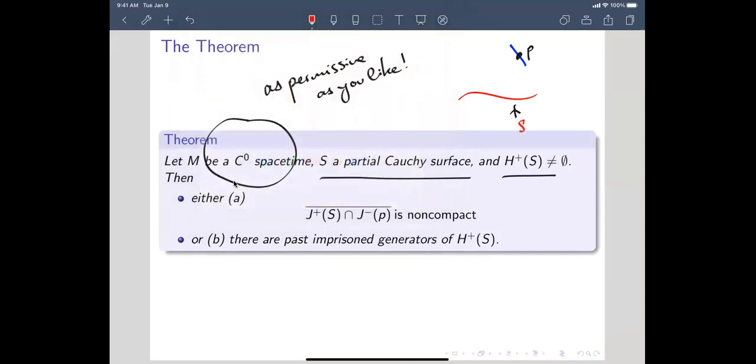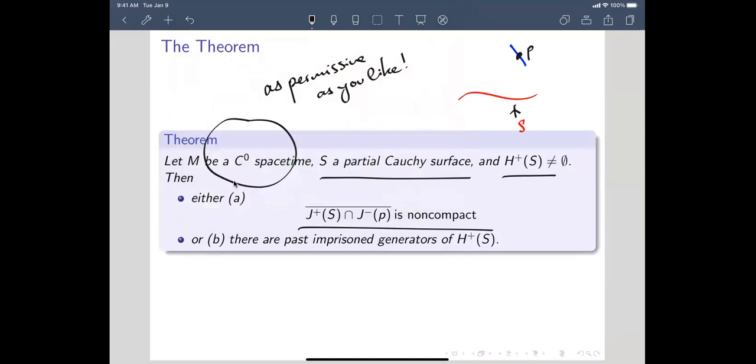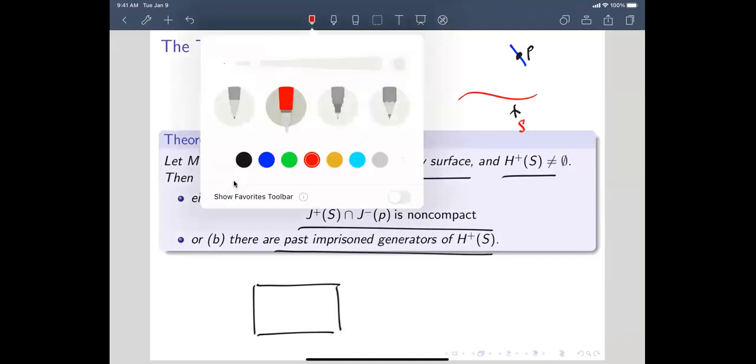Okay. And then what we show is the following. We show that this guy is non-compact, or there are past imprisoned generators of H plus of S. I'm going to tell you what imprisoning means. The Lorentzian geometers have always had a vivid imagination to come up with their definitions. Imprison, for the sake of making you laugh a little bit.